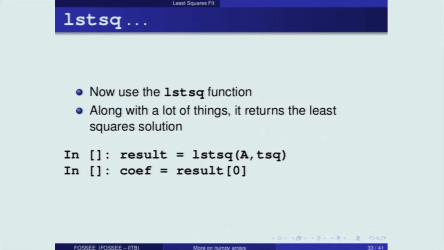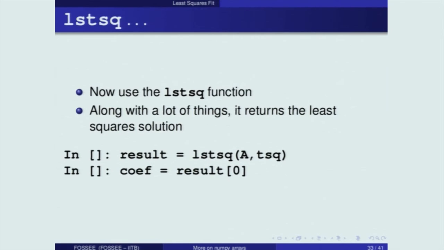Turns out that there is a function already that does this for us. It's called LSTSQ. So just type the following: result equal to LSTSQ A comma T square. That is, given a matrix A and your right hand side, it will find the value of P for you. So have you typed this?